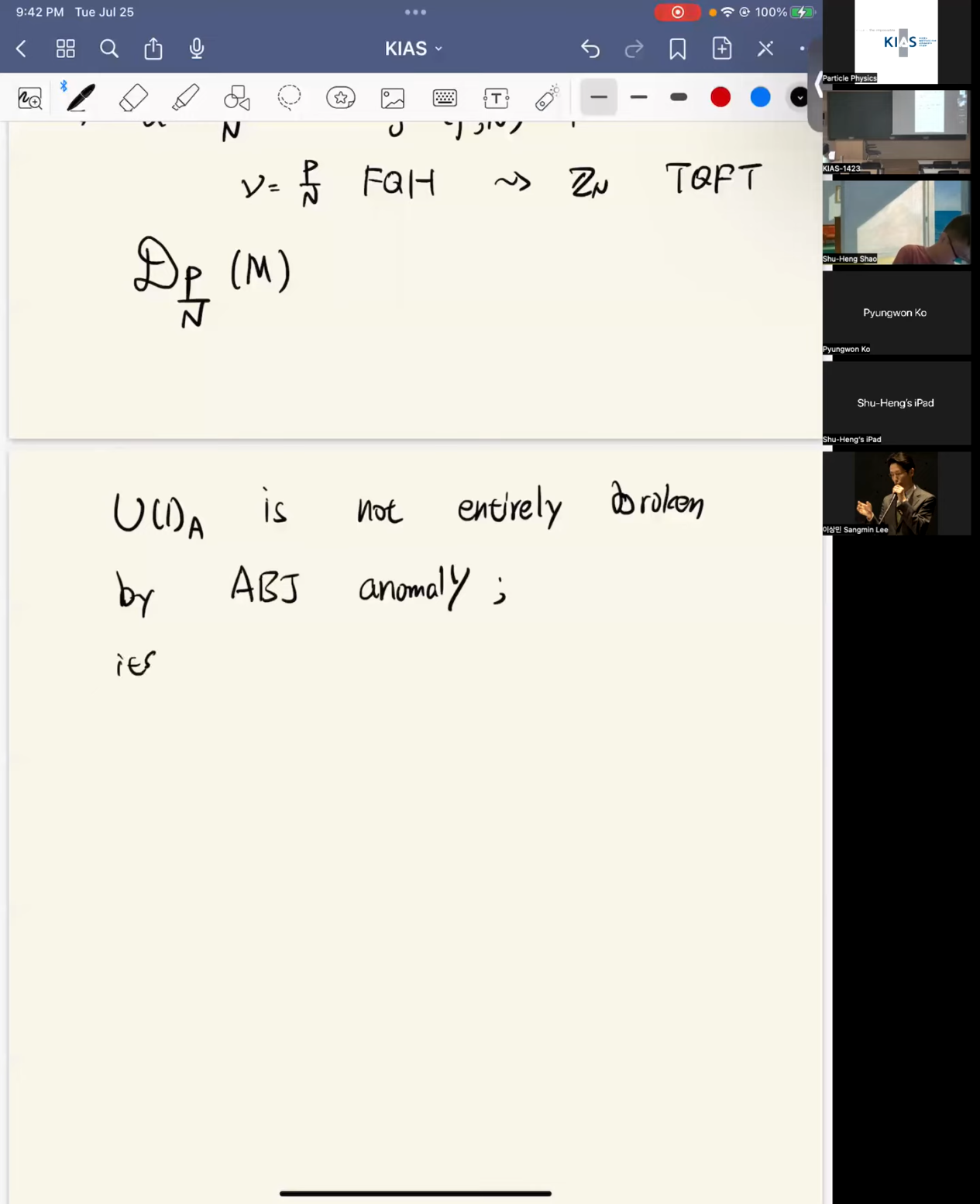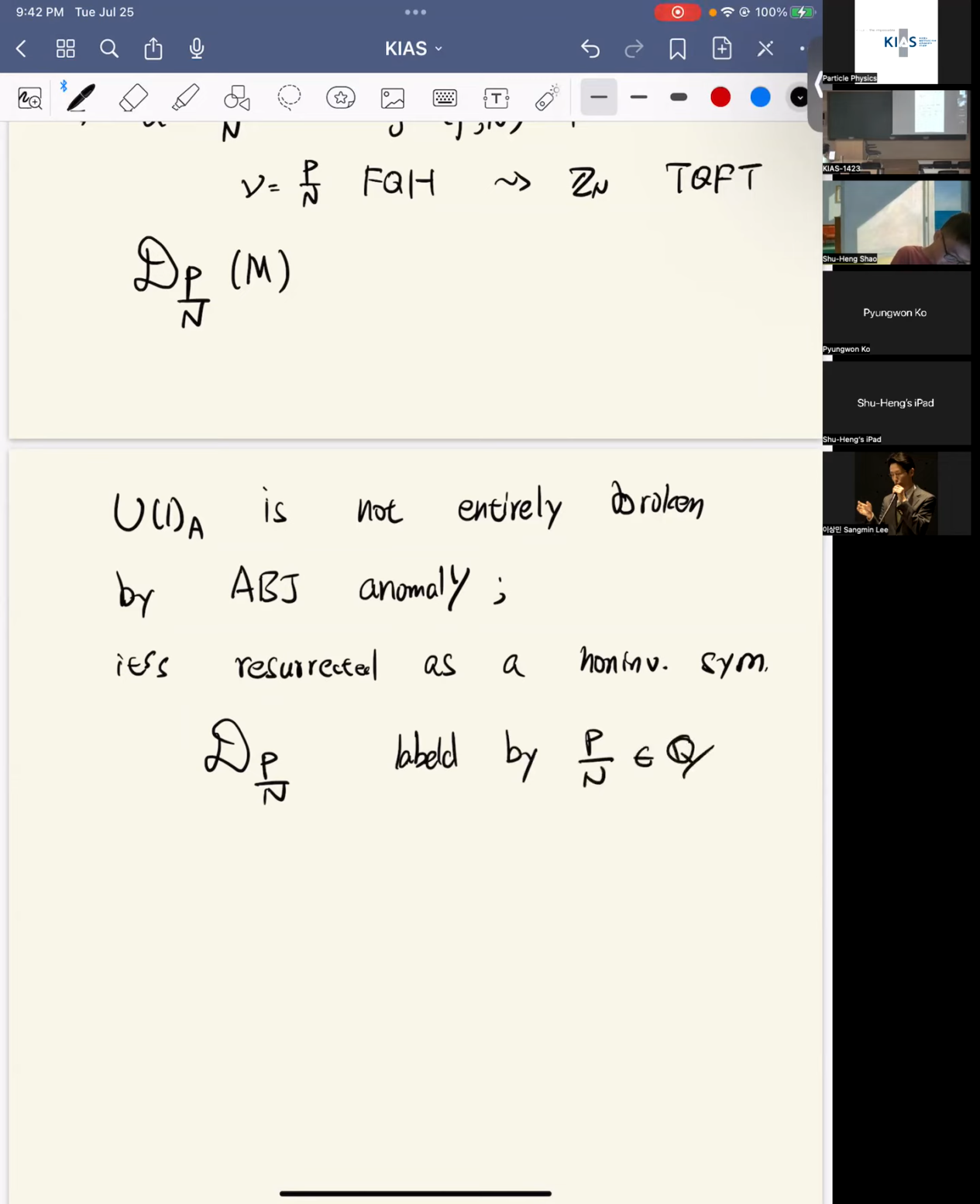Rather, it's resurrected as a non-invertible symmetry D_{p/N} labeled by the rational numbers. So it's a very weird symmetry. It's a symmetry labeled by the rational numbers. It's a discrete symmetry. However, the rationals are dense in U(1). So it's almost as if it's a continuous symmetry, but not quite.